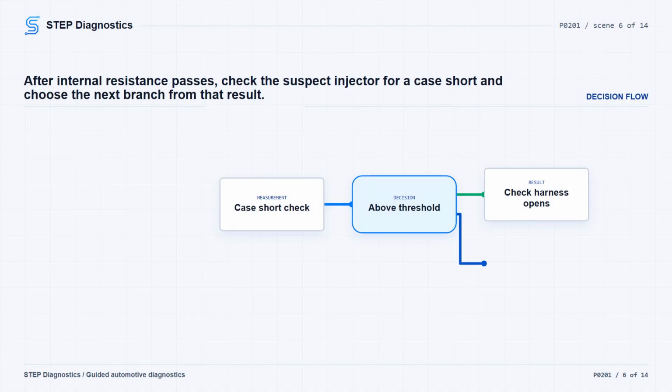Next, check the suspect injector for a short to the case. Use the correct lead reference for the case check before connecting the meter. If the lead reference is not clear, pause and recheck the earlier diagnostic path rather than guessing. The resistance needs to be greater than 10,000 ohms. If it is greater than 10,000 ohms, continue to the harness open circuit check. If it is not, move to the fuel contamination check later in the path.